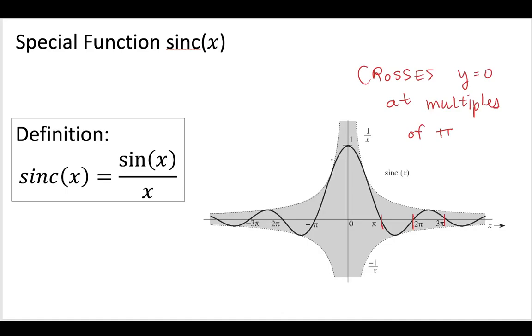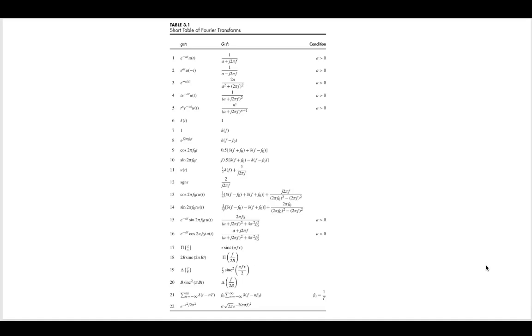Another thing to note about the sinc function: you can see that this function is oscillating and decreasing, and it crosses y equals 0. So y is equal to 0 here, and the function crosses over at multiples of pi. So it crosses over at 1 pi, 2 pi, 3 pi, etc., as it goes on to infinity.